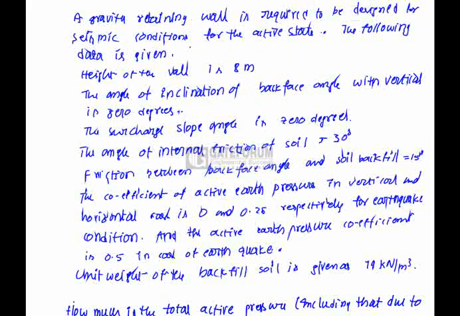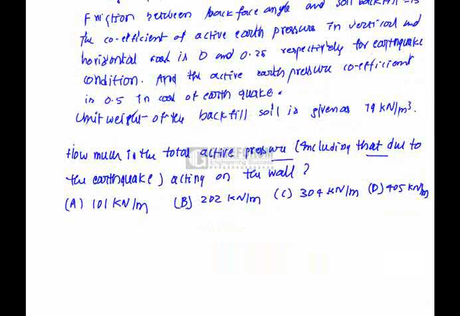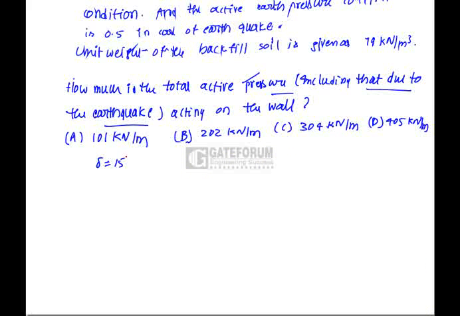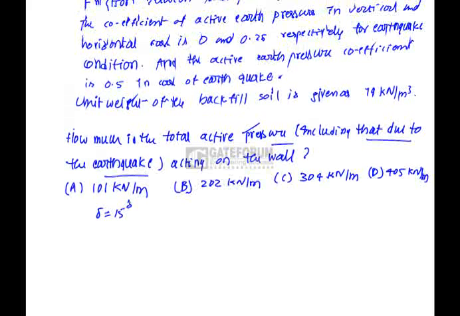The next question is how much is the total active pressure including that due to the earthquake. We have to include the effect of earthquake in calculating the active earth pressure acting on the wall. From the data given above, the friction between backfill and wall, delta, is given as 15 degrees, kh and kv are also given, and the coefficient of earth pressure due to the earthquake is given as 0.5, and the unit weight of soil is 19 kilonewton per cubic meter.